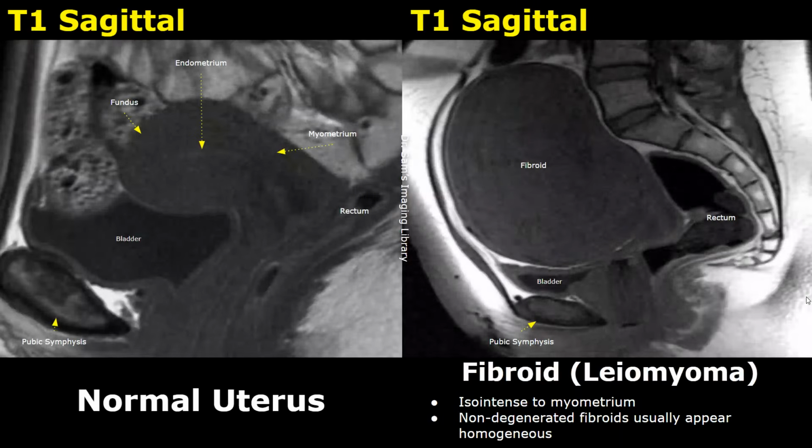Here is a T1 sequence of the pelvis. The uterus is hypointense. The bladder is also hypointense.